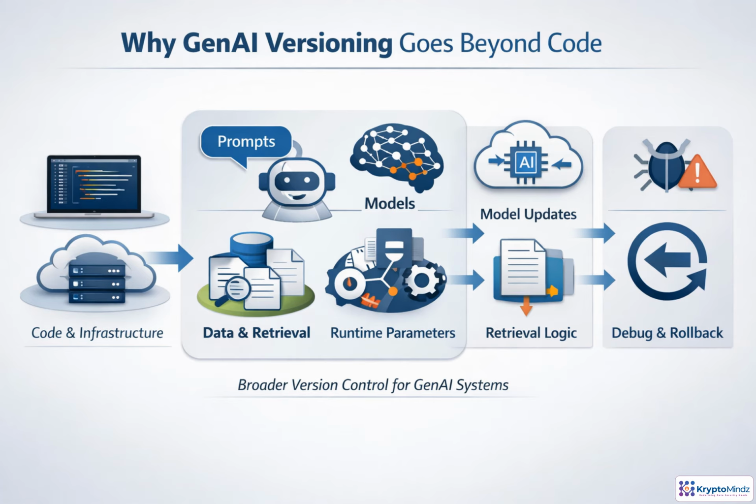In traditional software, versioning usually means tracking code and infrastructure. In GenAI, that is not enough. The final response can change because of a prompt edit, a new model release, a changed embedding model, refreshed documents, different chunking, or a runtime parameter. None of those require a code change. If these inputs are not versioned together, teams cannot reliably reproduce an answer, diagnose a regression, or roll back safely. GenAI versioning is system state versioning, not just code history.